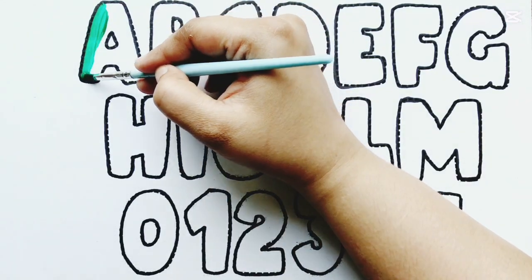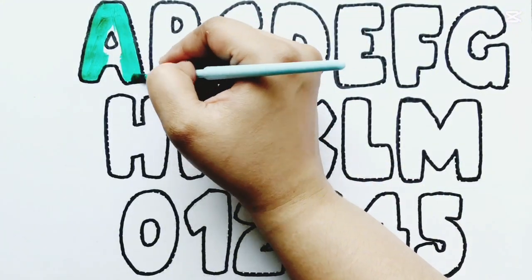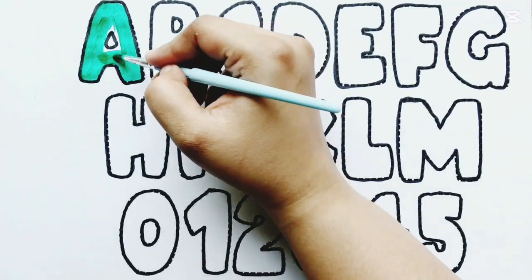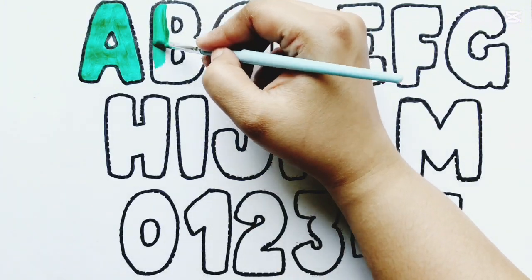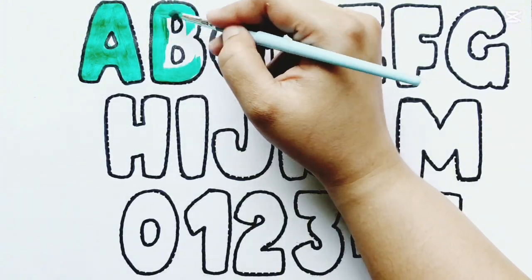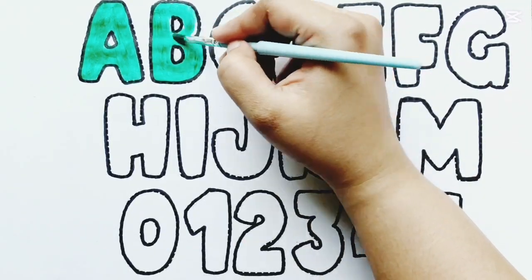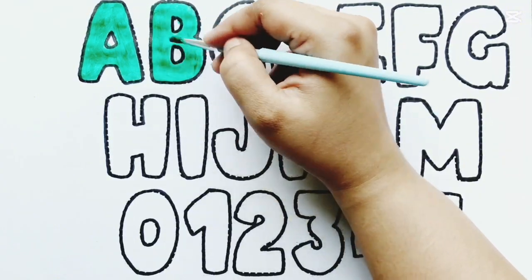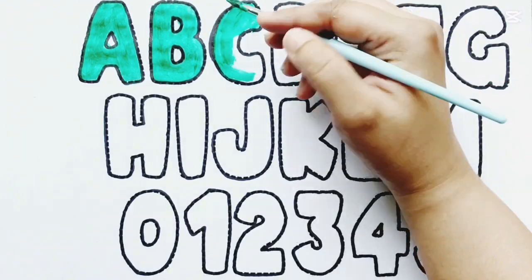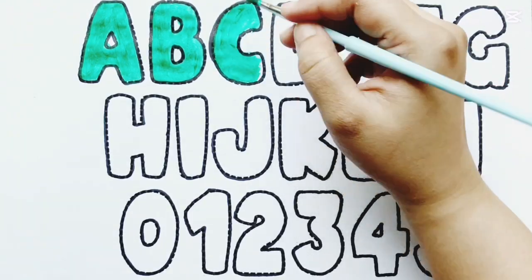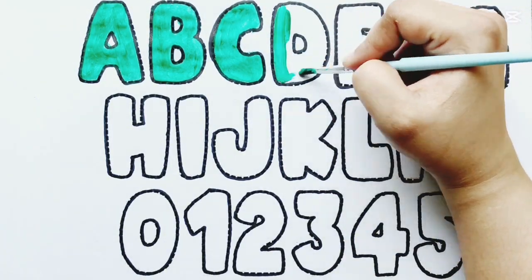Let's paint green color. Capital letter A for aeroplane, B for banana, C for cow, D for dolphin.